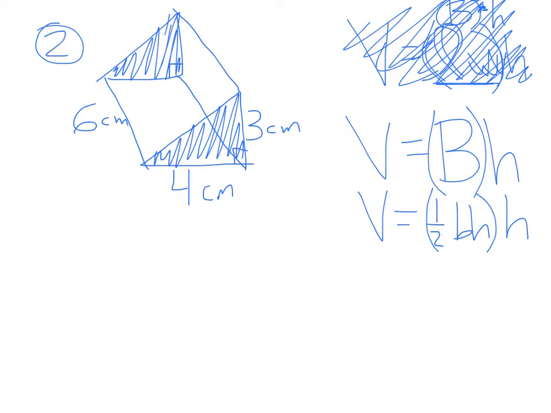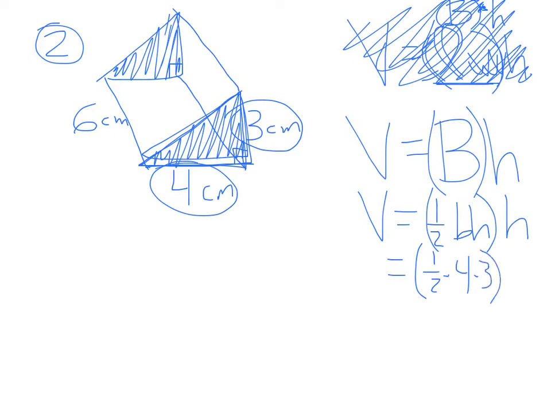And now from this point, we're just plugging things in. The 1/2 BH is all talking about the triangle. The base is 4. The height is 3 for the triangle. So this is 1/2 times 4 times 3. Now this other h, it's different than this h. This h is the height of the triangle. Since we're only talking about the triangle, this h is the height of the prism.